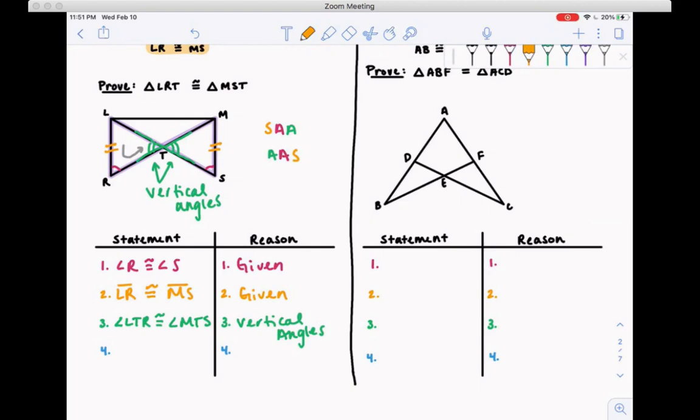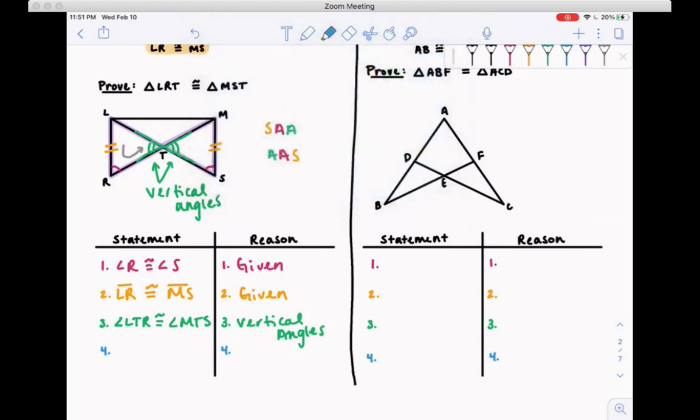The key point here is that the side is not between the two angles, so we know it has to be in AAS and not in ASA. If you write it as SAA, that's also fine. SAA and AAS are the same. Okay, so AAS is one of our congruence theorems, so we know these two triangles have to be congruent.